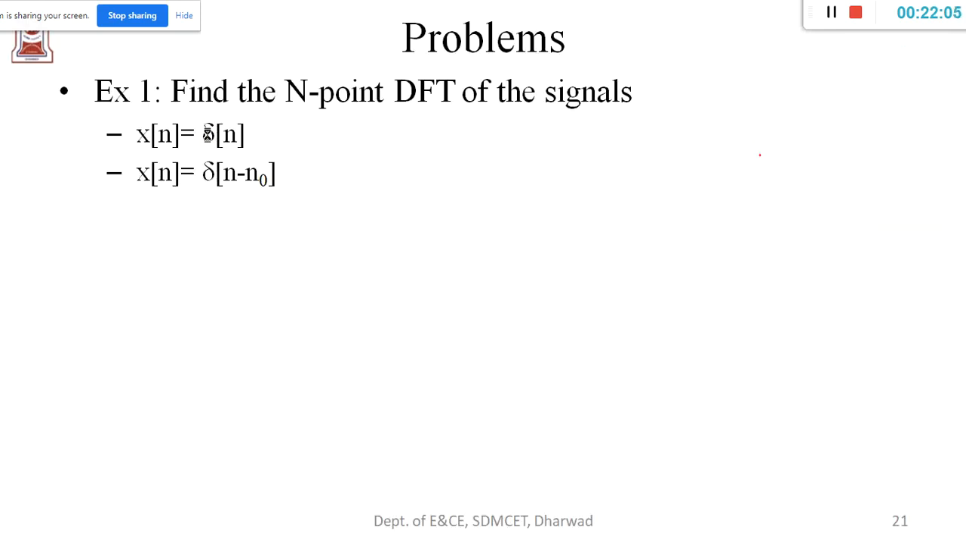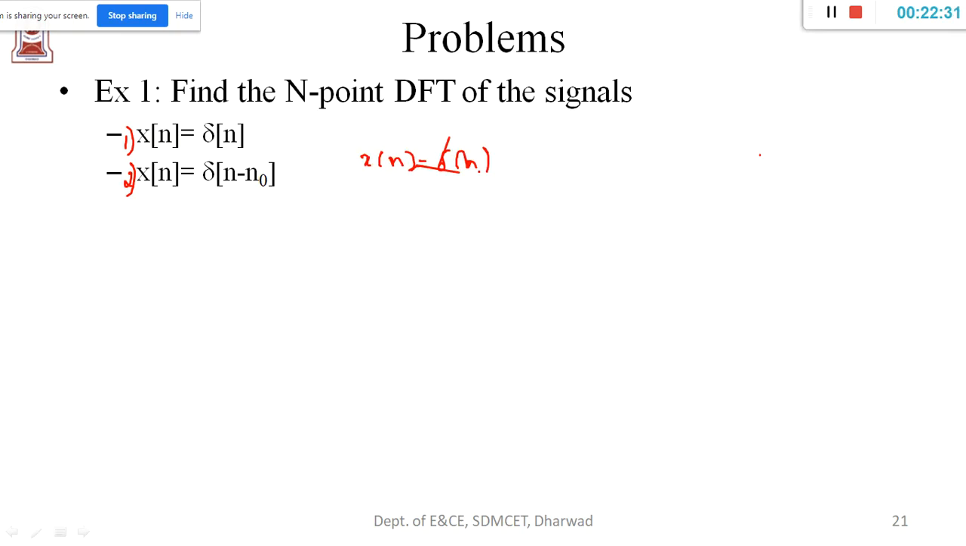So we'll go to solving a few examples, guys. Here, find the N-point DFT of the signals. This is the first example and this is the second example. I will solve the first example, and the second example is left to you to solve. Now let me take up the input. The input is defined as x of n equal to delta of n.